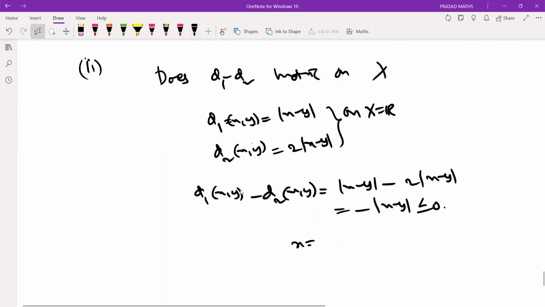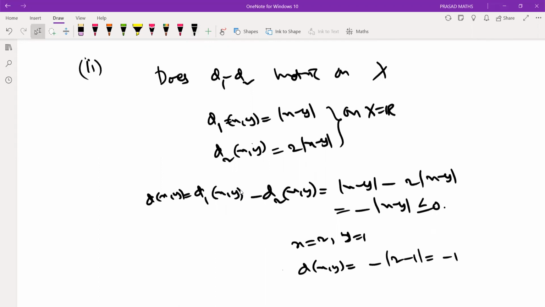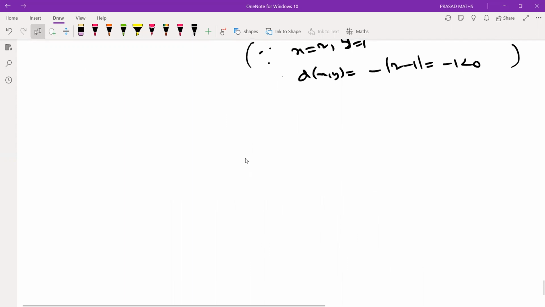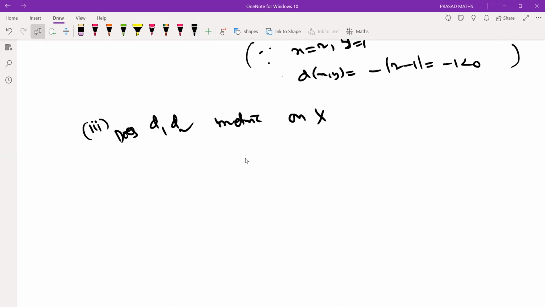Understand? Suppose I take x equals 2, y equals 1. Both are real numbers. Suppose you take this as my d. So distance between x, y, what is this? Minus of mod of 2 minus 1, that is equal to minus 1. This is less than 0. Therefore, it cannot be a metric. So difference of two metrics may not be a metric. What about multiplication? Product of metrics. Right? Is it a metric? So in general, need not be again.